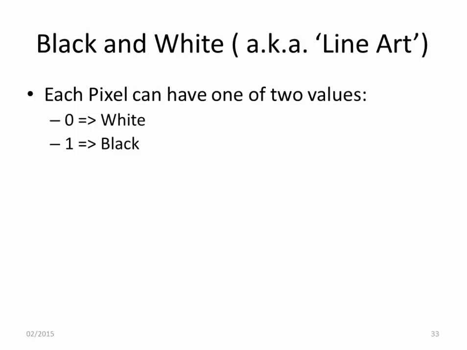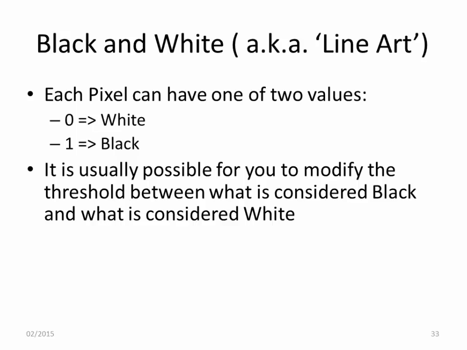Now you can change that threshold to say, well, where does white begin or where does black pick up? But each pixel is still only black or only white. So you can vary the threshold of where white begins or where black begins, but that's about all that you can change with it.